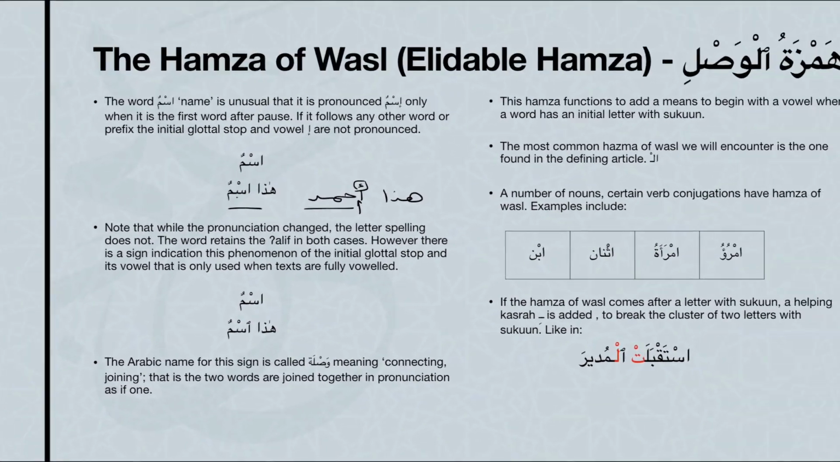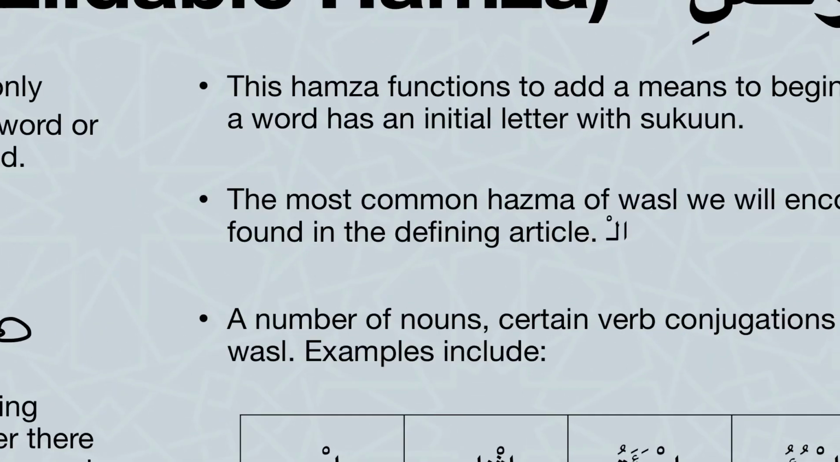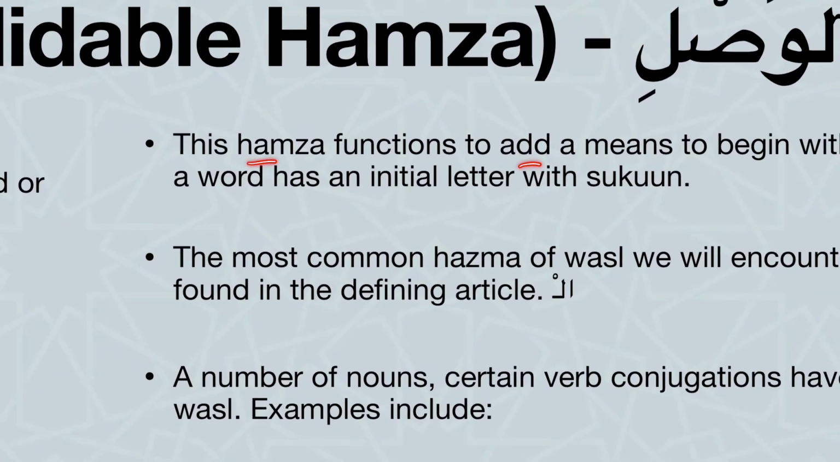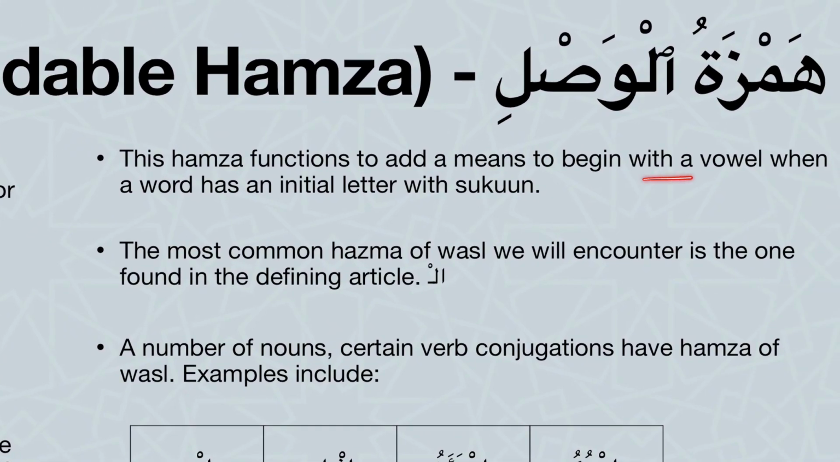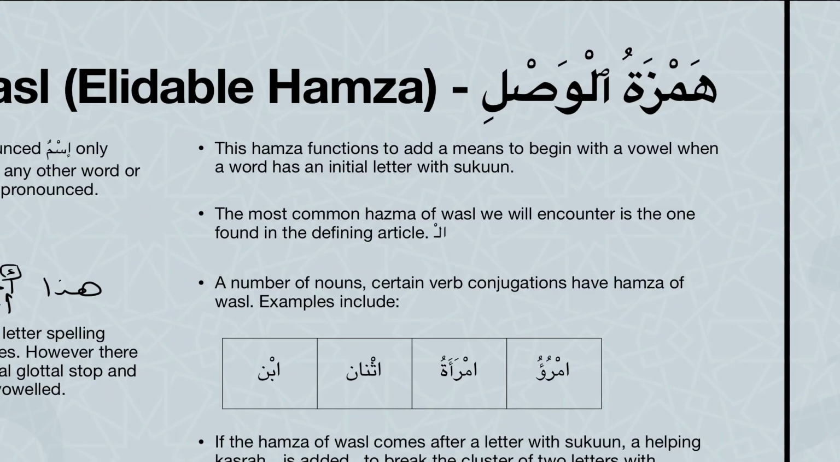So this hamza functions to add a means to begin with a vowel when a word has an initial letter with sukun. And this we have discussed. And we are going to look at this in the following examples.